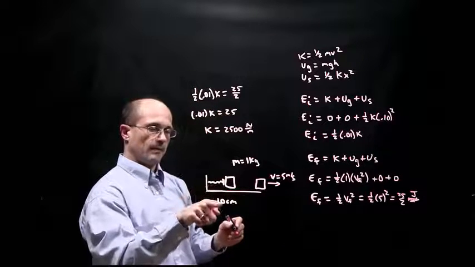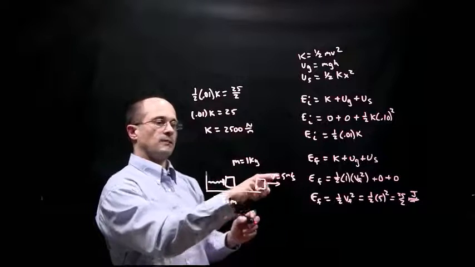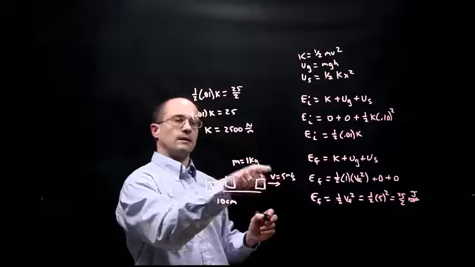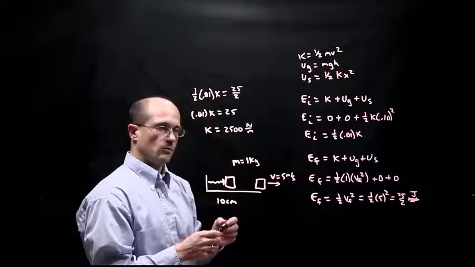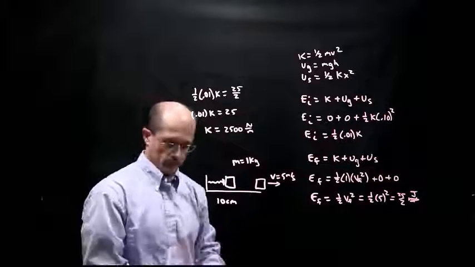So that would be the spring constant that we would have on that spring, when we compressed it back 0.1 meter, 10 centimeters, and then launched the mass. To give that mass that initial velocity, the spring constant would have to be 2,500 newtons per meter.